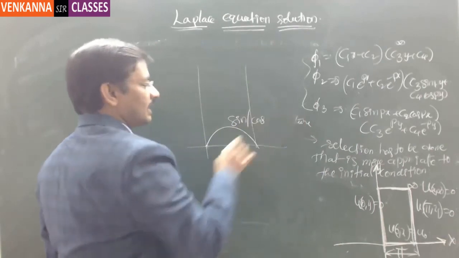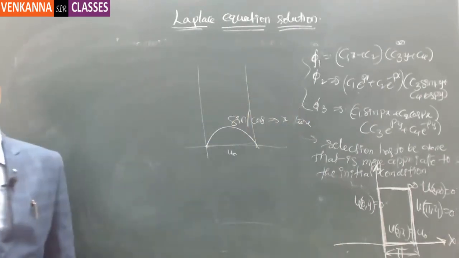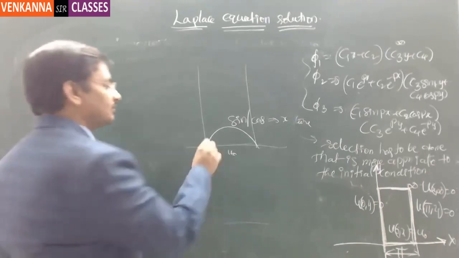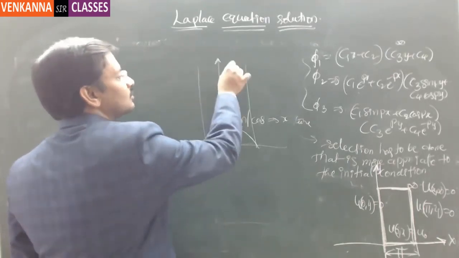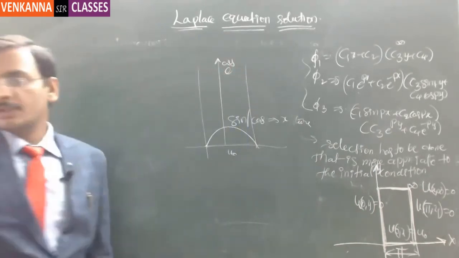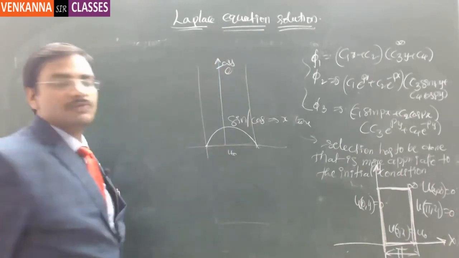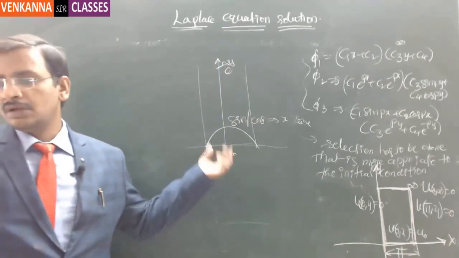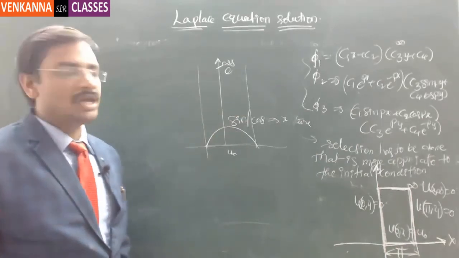That means the x variation should be either sine or cos. But the y variation: this is maintained at U0 and it keeps going away, so this is going to be exponential, e power y. Got it or not? It will be exponentially decaying as it keeps moving away from this constant temperature. Now, obviously, based on this understanding, we have to pick up the appropriate solution.